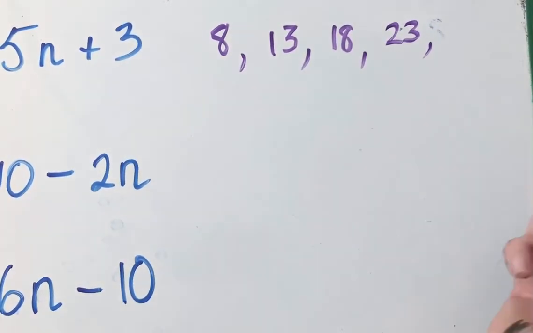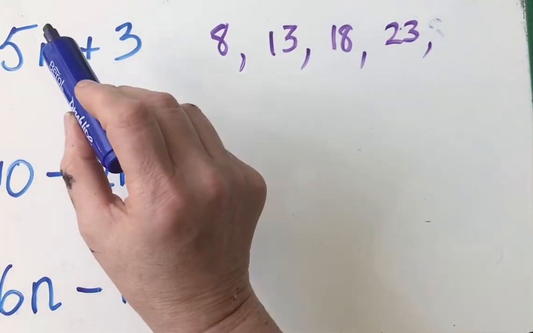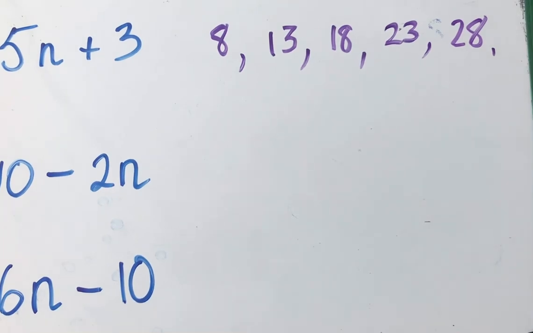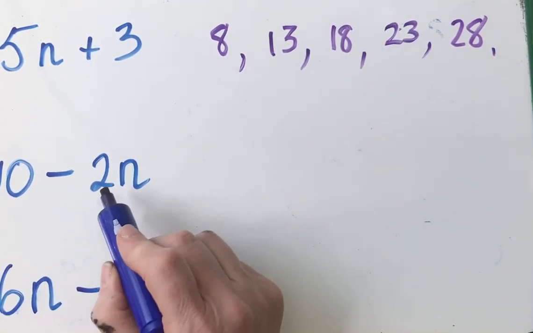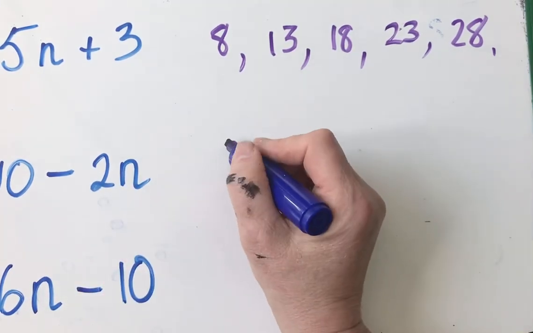Nothing wrong with doing it by spotting the pattern. 1, 2, 3, 4, 5. 5 5s are 25. 25 plus 3 is 28. Okay, hope you were right, and well done if you were. The second one, this is the one, as I say, most people don't like, but we'll see how it goes. 2 times 1 is 2. 10 take away 2 is 8.